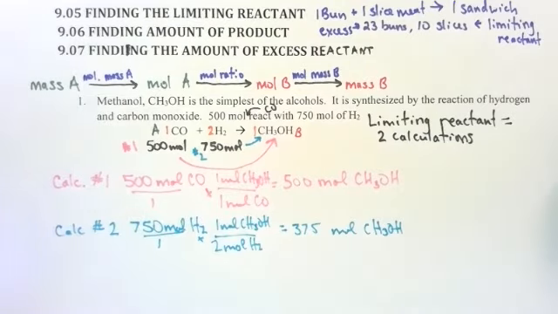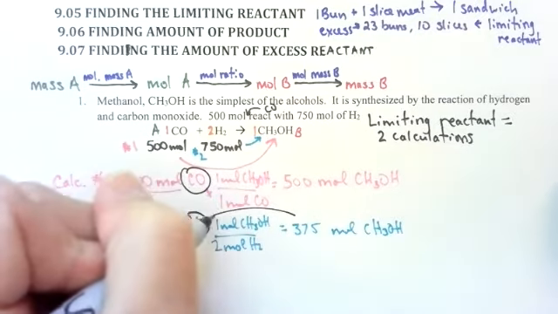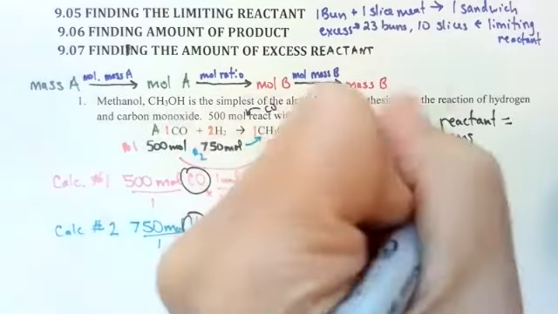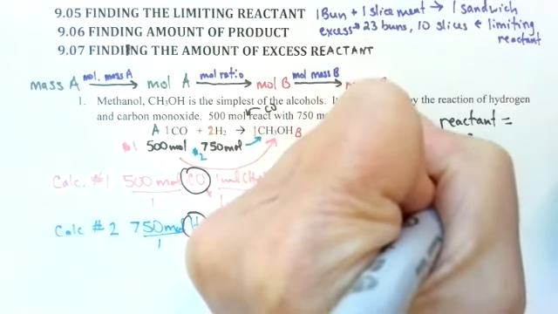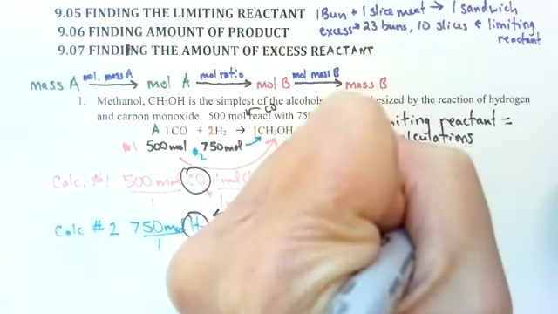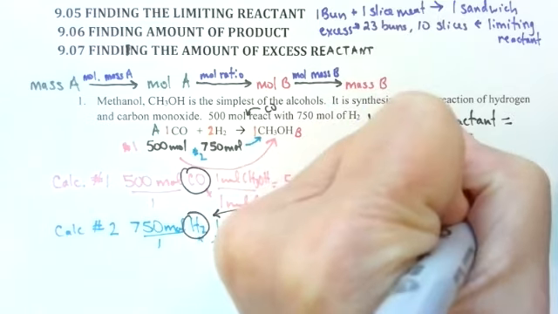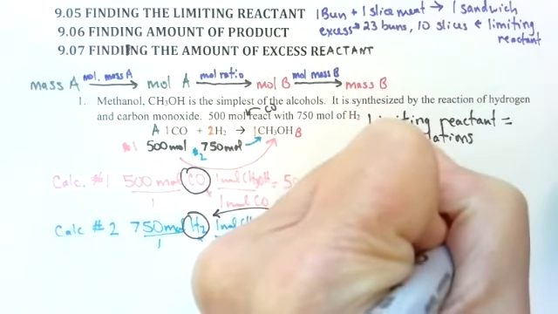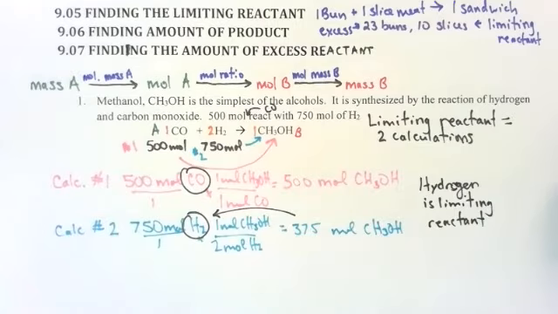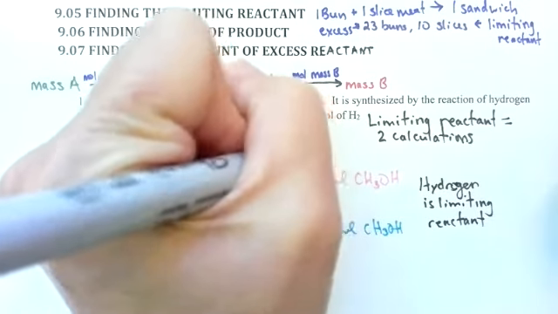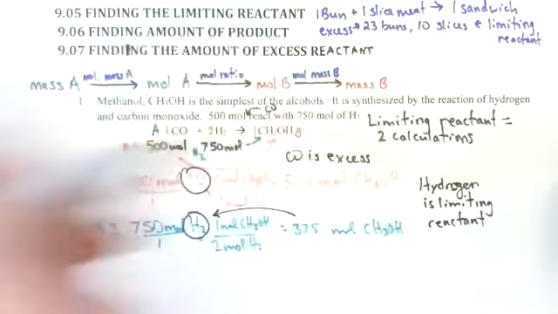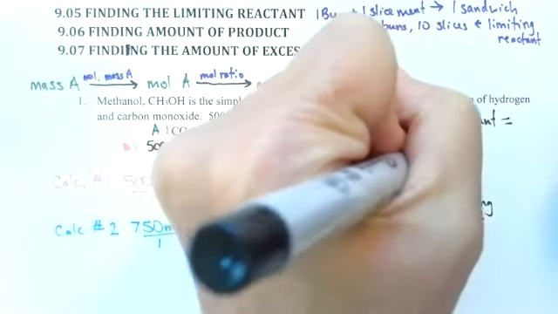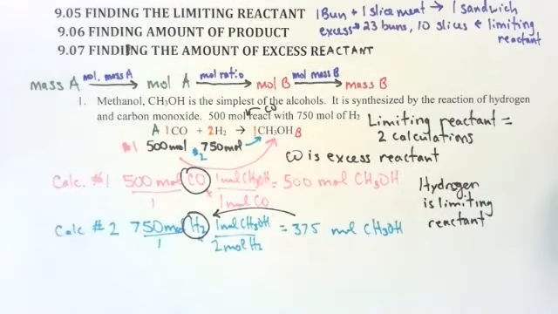And remember, my reactants are back here. These are my reactants. So that means this is the smaller number. This means that hydrogen is my limiting reactant. That means that my carbon monoxide is going to be in excess. I'm going to have leftover carbon monoxide. I have more than I need. All right, I'm going to pause the video while I change pages for the second problem.